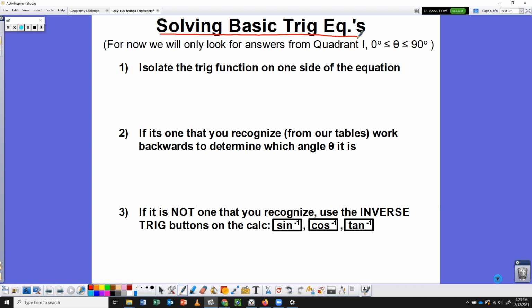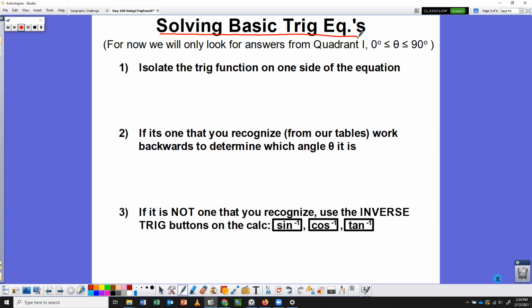So step number 1 would be to isolate the trig function on one side of the equation. So whatever your trig function is, whether it's sine, cosine, or tangent, or one of the reciprocal trig functions, get it all by itself on one side of the equation. If it's one that you recognize from our tables, for example, if it's sine of theta equals 1/2, and you're like, oh, I know this one from our tables, the angle that sine is 1/2 is 30 degrees. You could just do it that way.